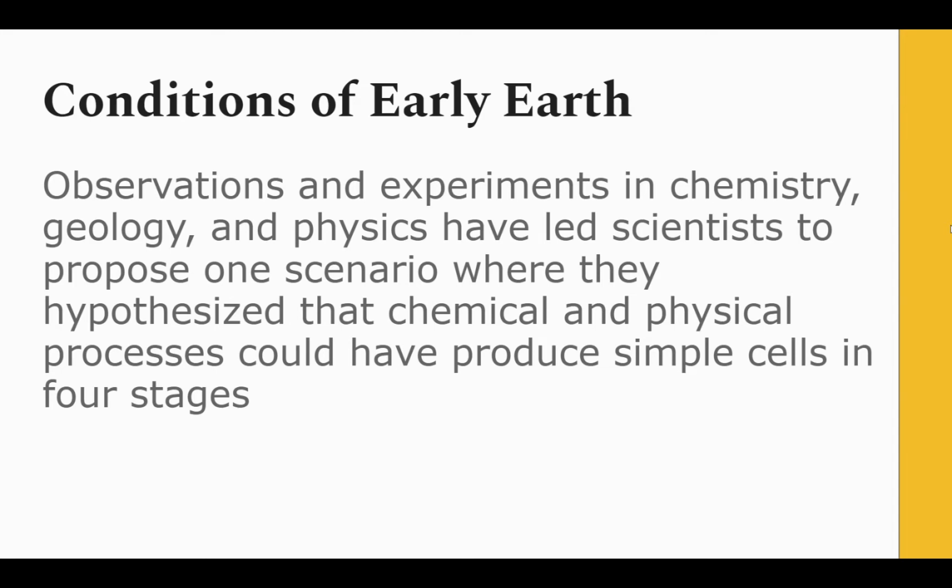Using chemistry, geology, and physics, we have a hypothesis that chemical and physical processes produce simple cells in 4 stages. So, how did we get from a rock in space to a place where single and multicellular organisms exist? How do we get from an ancient atmosphere with little to no oxygen to the situation we have now?